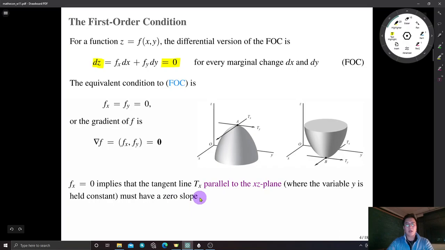Okay. So if the function has an extreme value at some point, then the two crossing tangent lines have zero slope. That is implied by this first order condition. Okay. And at this point in this graph, the function has a global minimum at point B. Okay. And the condition is the same. So the two crossing tangent lines must have a zero slope at that point.